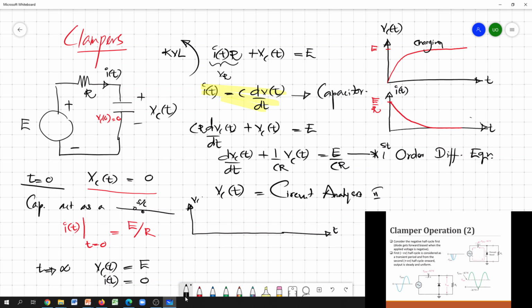So this is the capacitor. Let's assume this is the charging effect and this is the discharging effect. So this is the charging process of the capacitor. During this period the capacitor gets charged. From here onwards, the capacitor gets discharged.